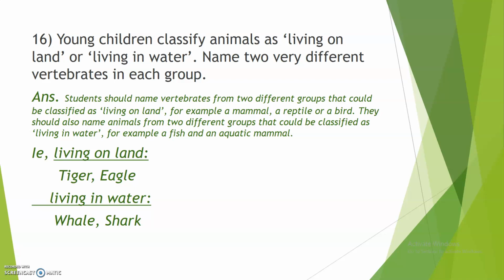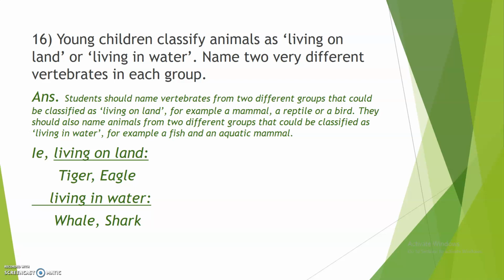Students should name vertebrates from two different groups that could be classified as living on land. For example, any mammal, any reptile, any bird. They should also name animals from two different groups that could be classified as living in water. For example, any fish and any aquatic mammal also. Okay. So I have given you an example. Living on land, tiger and eagle. Both look very different. Both have different features. But still, they're classified under the same group in this classification. It is what you did when you were small.